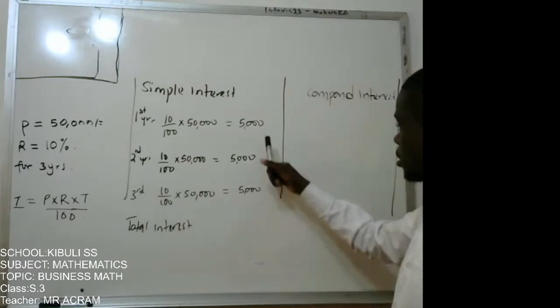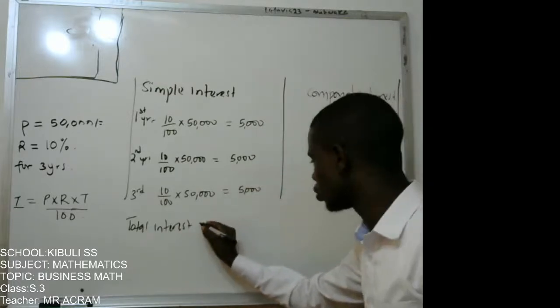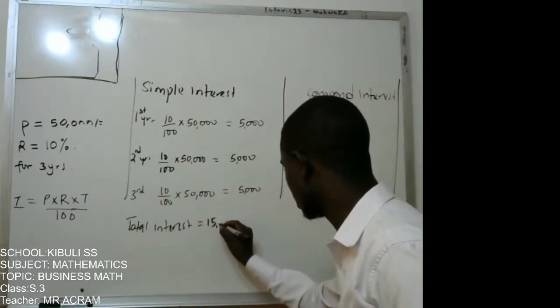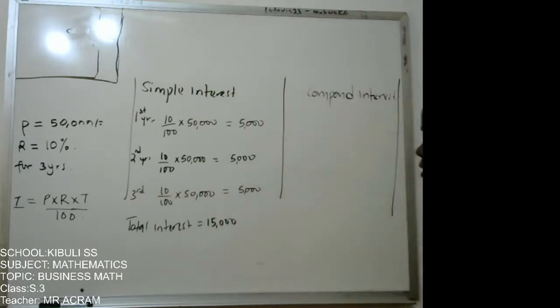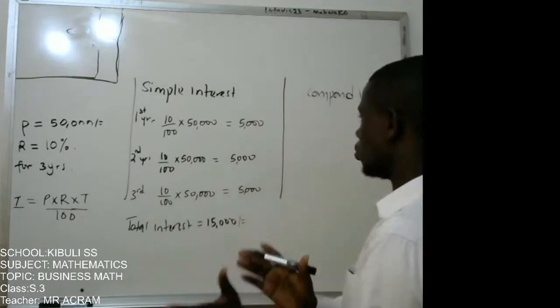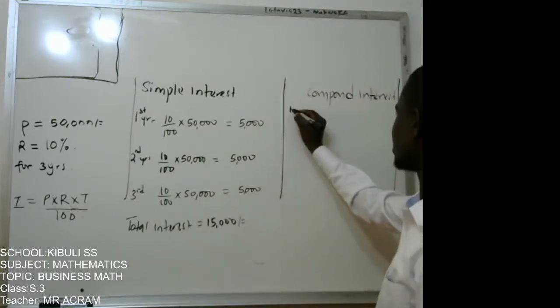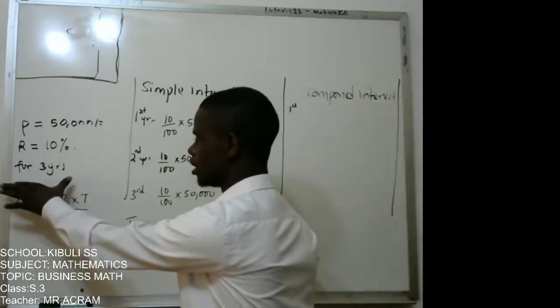Okay? This is 5,000 plus 5,000. The total interest will be 15,000. Tell me whether it is correct. Is it correct? This is the total interest under simple interest. Okay? But when we go to compound interest, what differs compound from simple? In the first year, remember the person is still borrowing the same money.